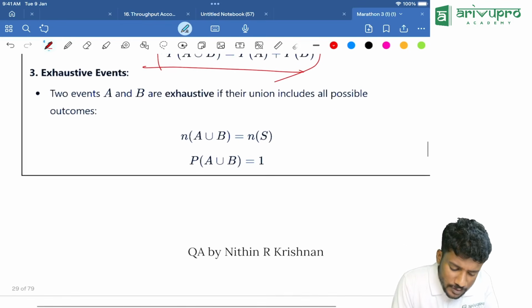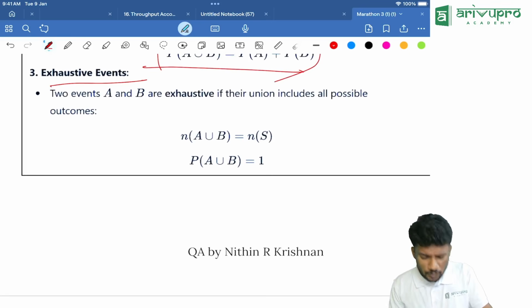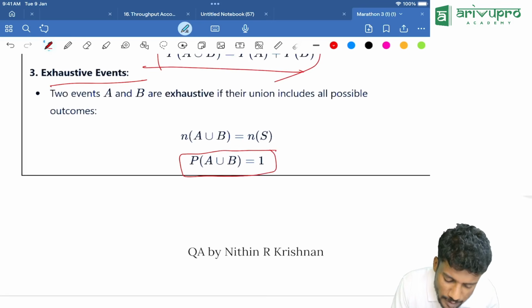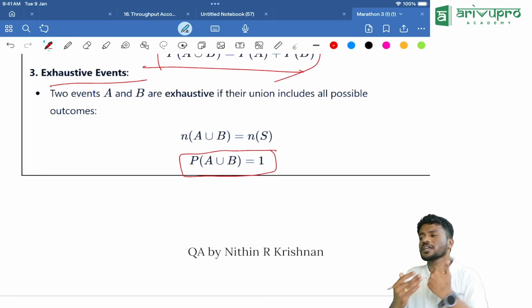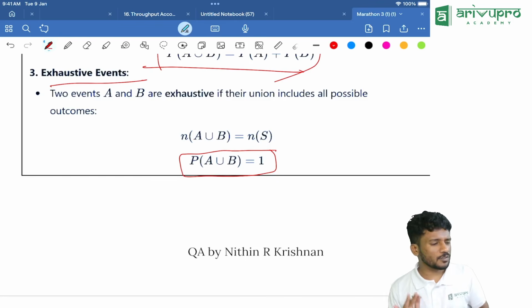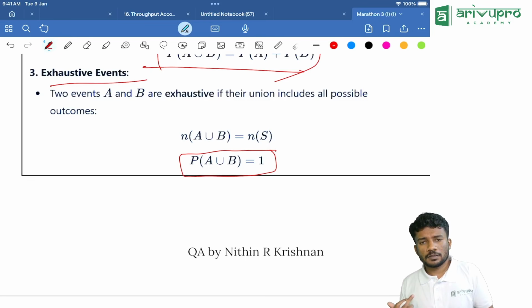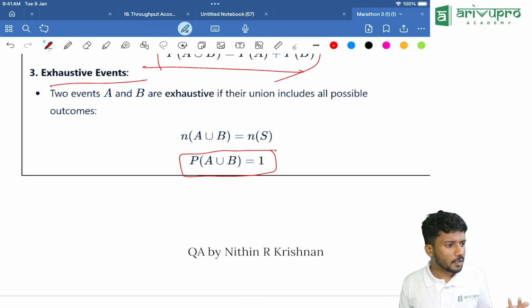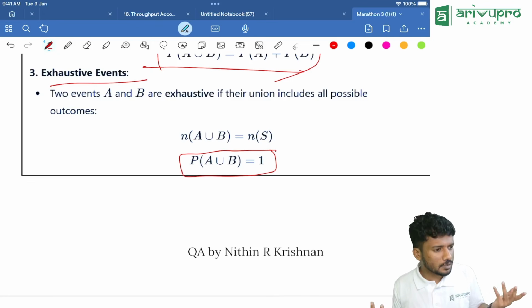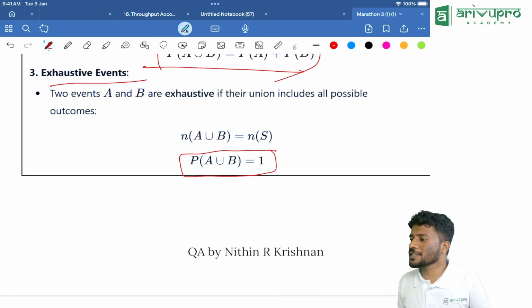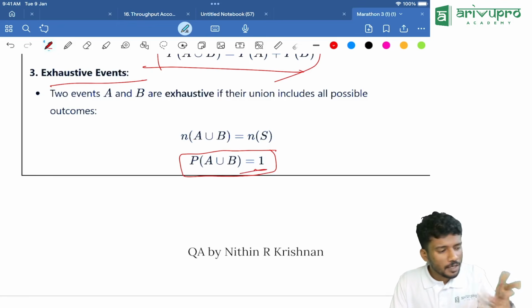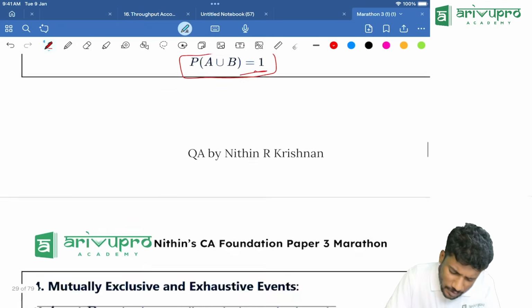Then exhaustive events. What happens in exhaustive events? Their union is equal to 1. Their union includes all the possible outcomes. For example, getting a number while rolling a die. Will I get a number? Yes, all are numbers, so 6 by 6. The union will be how much? 1. That is an exhaustive event.